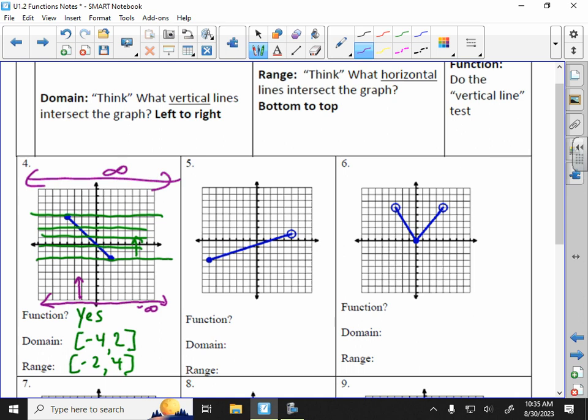Okay, so let's go ahead and do number 5. First determine if it's a function, and we can see that every vertical line that's drawn only intersects one time. So yes, this is a function. All right, now we want to do the domain.